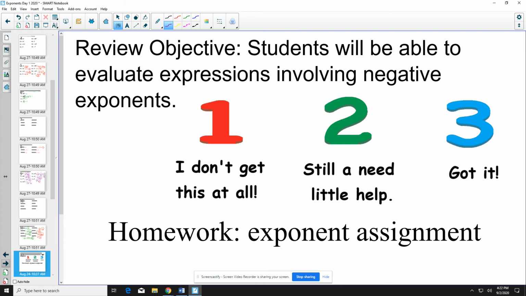Today you have an assignment on exponents. It's in Canvas. Go ahead and do that assignment.